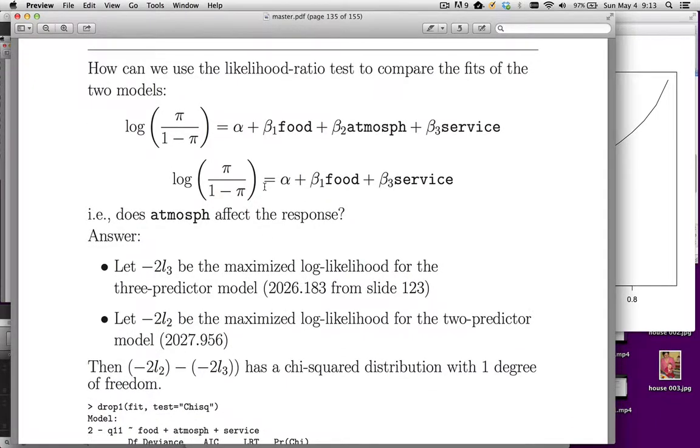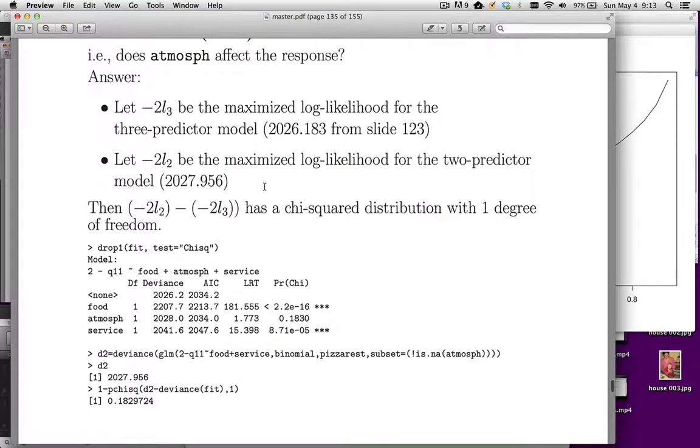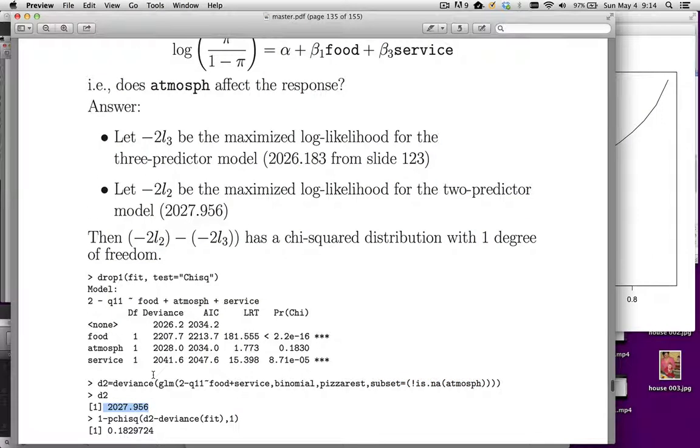How are we going to get the deviance for the reduced model? Well, I'm going to have to fit that. So here is regressing purchase intent on food and service. This problem has some missing values in it, and if we don't account for those missing values correctly, it's not going to give us the correct answer. So I only want cases where atmosphere is not missing, because the full model didn't allow any missing values for atmosphere. If I fit this model, I get a deviance of 2027.9.